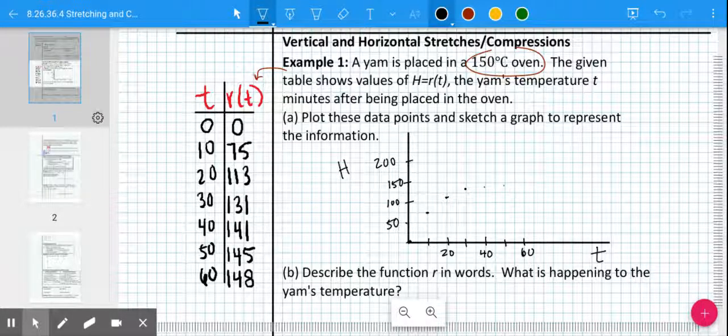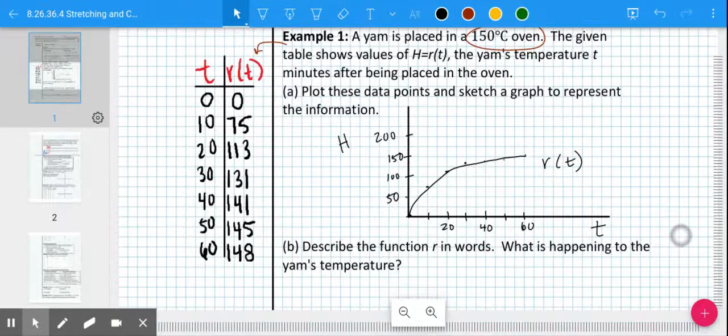And I'm just completing the rest of this and it gets to about here. So my function looks something-ish like this perhaps. And that's my R of t function. We're going to get another graph on here in a minute. So I want to make sure to label that.